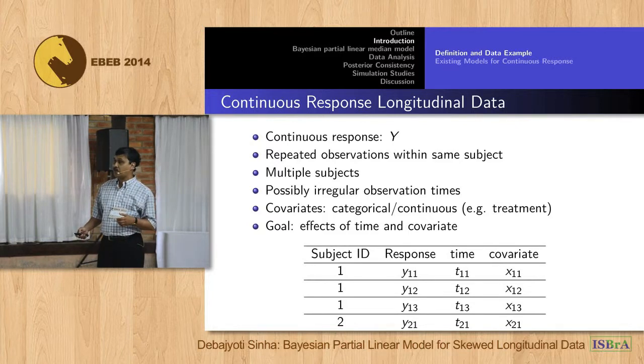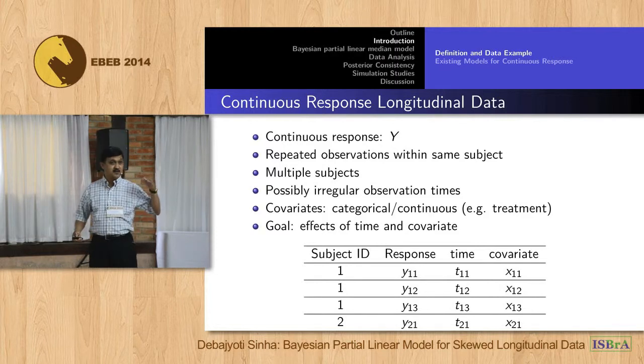If you look at the data structure, you have the subject IDs, and then you have a response at a time point, and the covariates. Maybe this subject has been measured 3 times, while another subject will be measured a couple of times. Things like that.